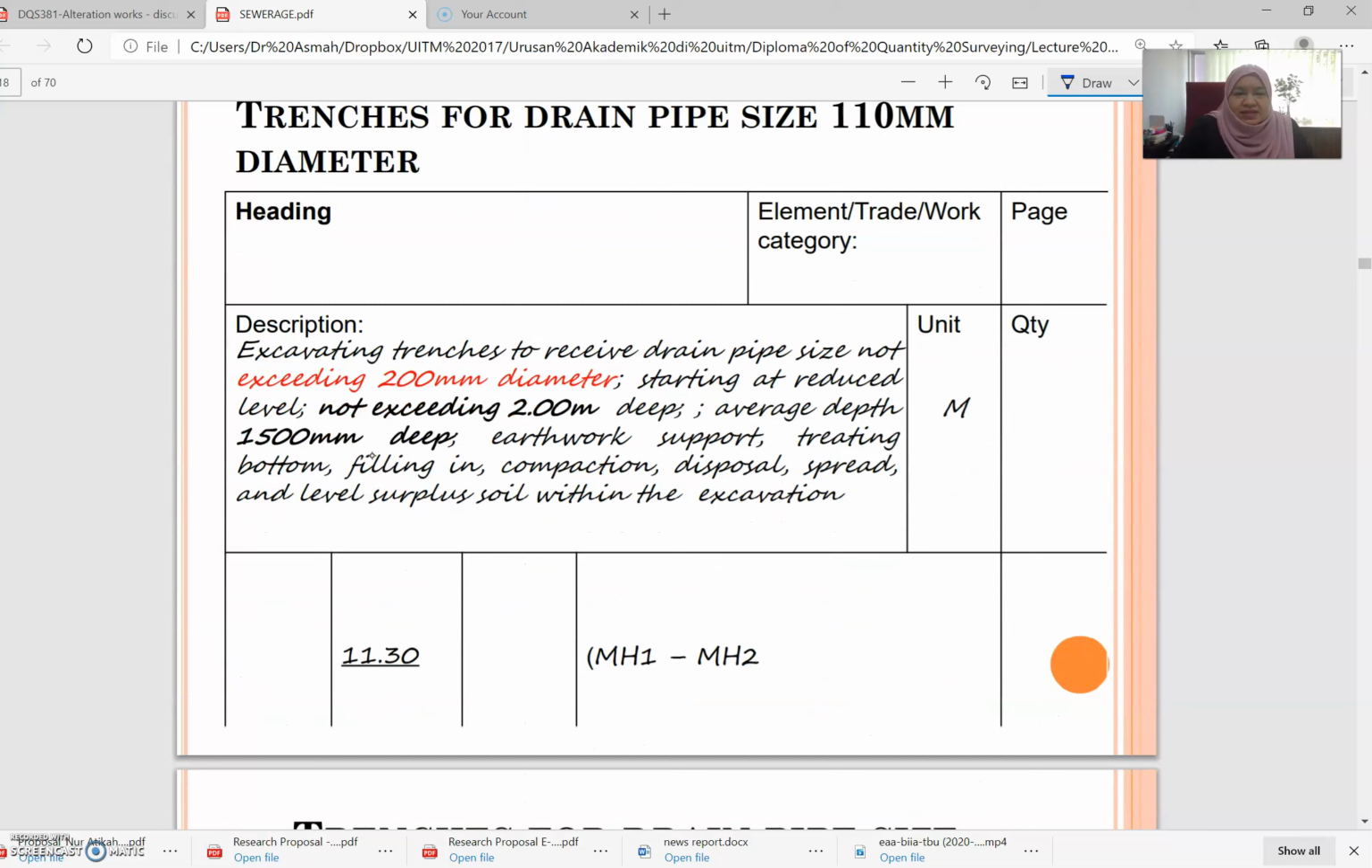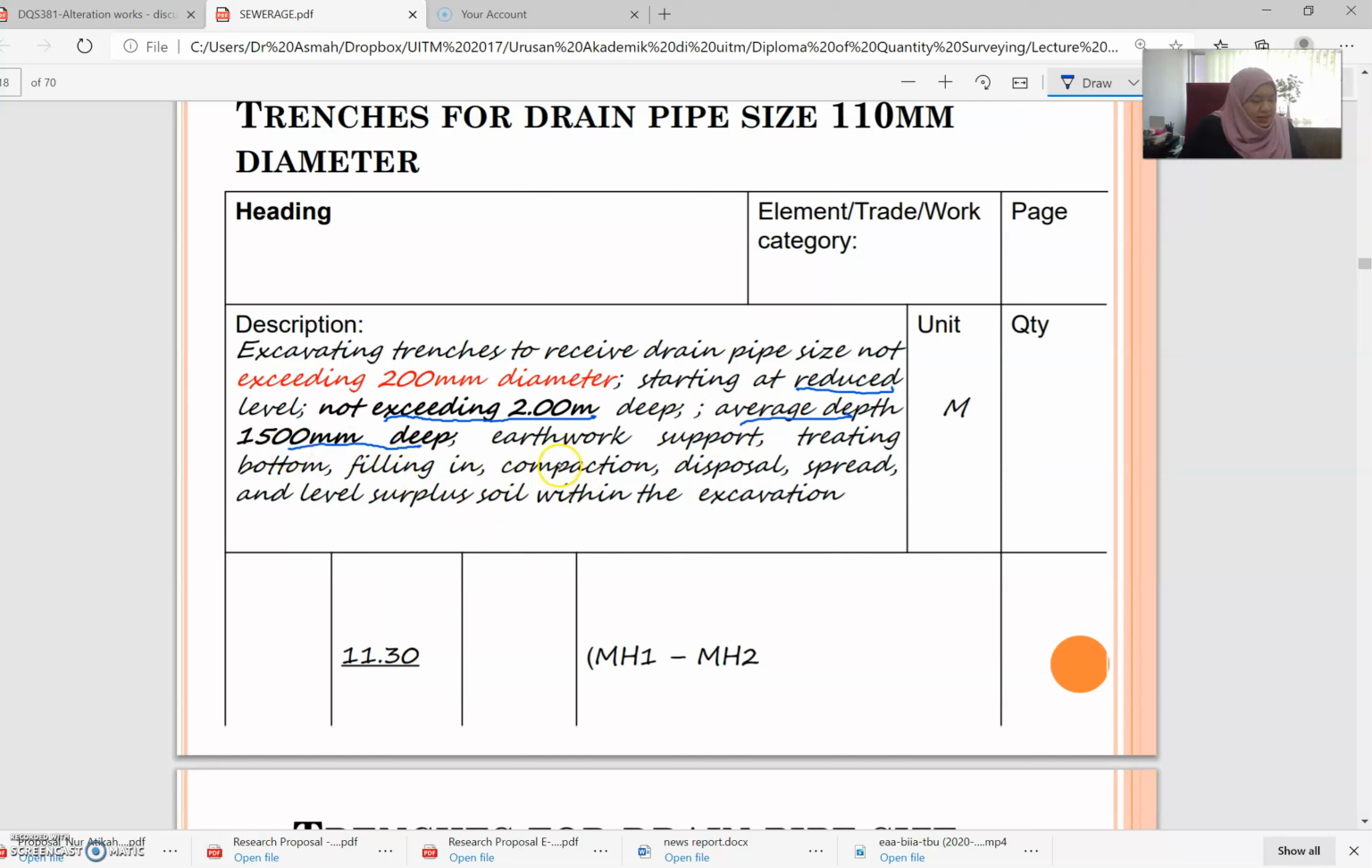So this is the example of description. Excavating trench to receive drain pipe not exceeding 200 mm. This is because all the pipe is below 200 mm. But if you have more than 200 mm, it should be separate. Starting at reduced level, where you start to excavate. This is the depth, and the average depth is 1.5 m deep.